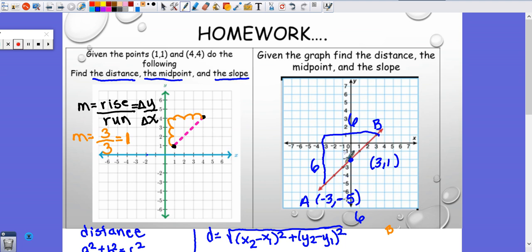You can kind of make a guess at where you think it is, but this is how you get it accurately. And now we're going to do the slope. I'm going to go with slope graphically since I already drew my triangle.